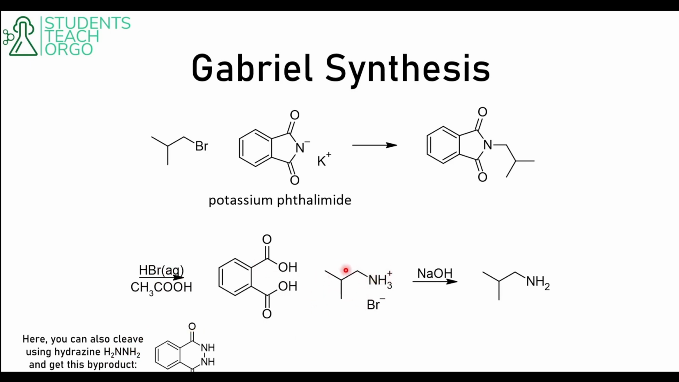And then finally, to deprotonate this amine, we could just react with a strong base like NaOH, and then that will do the trick. So then we end up with the amine. And so for this reaction, we just basically convert the Br to an amine group.